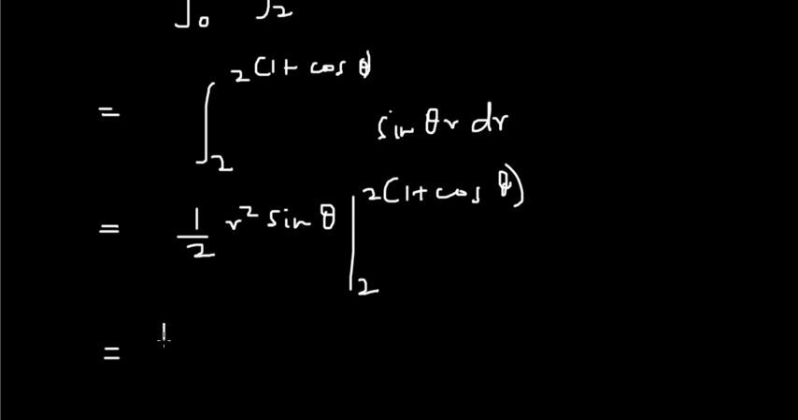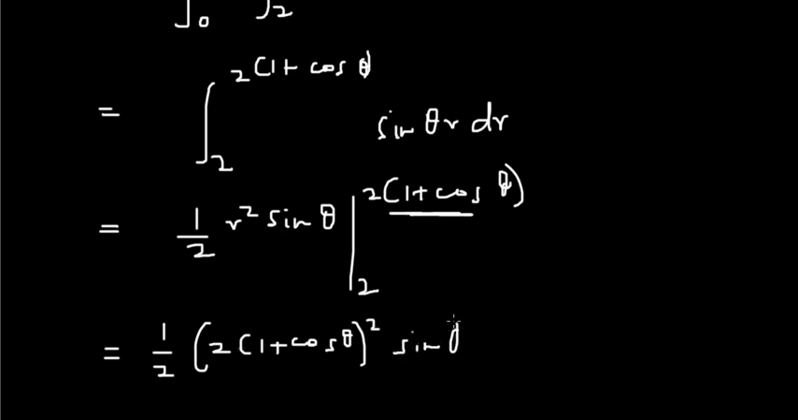Now you could further simplify this. When you simplify this, you get 1 over 2, and we take the upper limit first, so we have 2 times 1 plus cos theta, all squared, times sine theta, and then minus 1 over 2, times 2 squared, times sine theta.